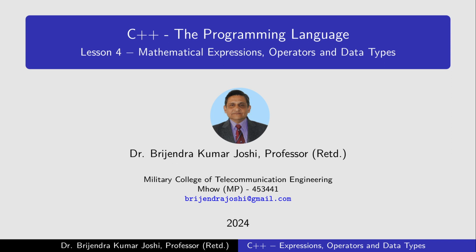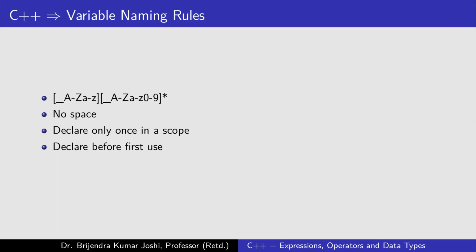In this video, we will see how mathematical expressions can be written in C++ programming language using some operators and data types. First of all, variable naming rules. We should always remember that a legal variable name or identifier always has to begin with one of these letters, that is underscore, any one of these 26 uppercase letters, or any one of these 26 lowercase letters.